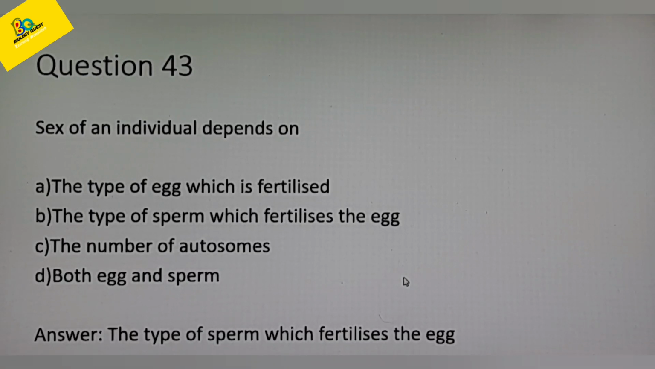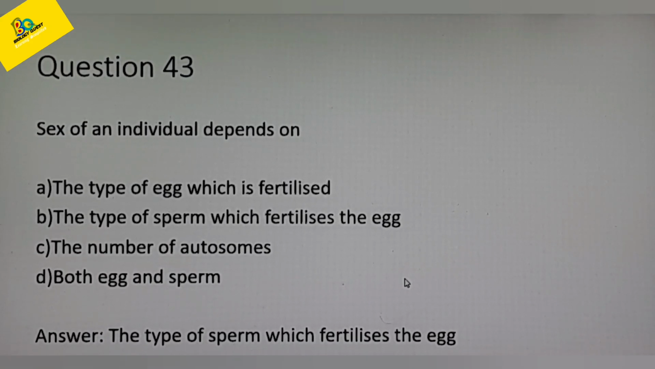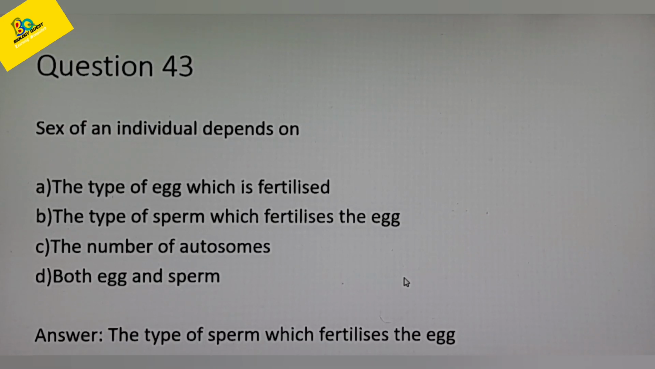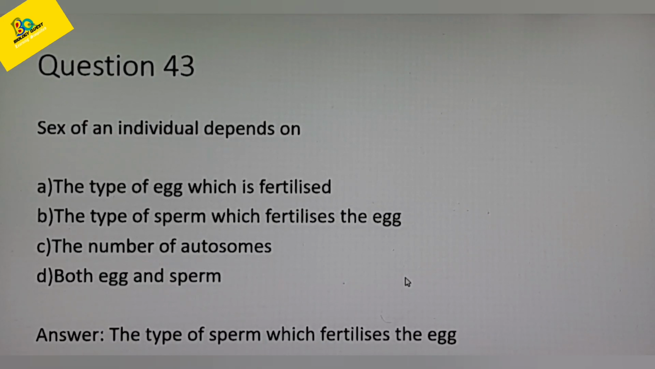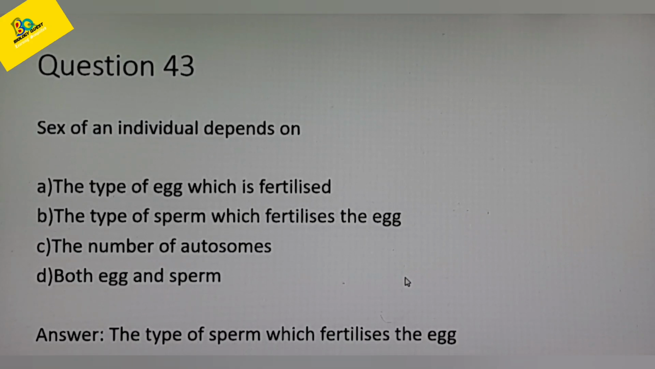Because we know there are two types of sperms that are produced. Half of the sperm contain X chromosome, the other half containing Y chromosome. If it is the X containing sperm that fertilizes the egg, the individual will be a female, whereas if the Y containing sperm fertilizes the egg, then the individual will be a male. So it is the type of sperm which fertilizes the egg that determines the sex of an individual.